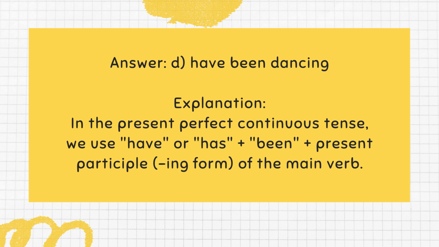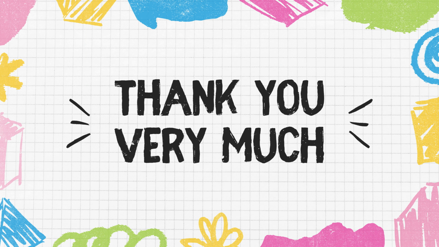Explanation: in the present perfect continuous tense, we use have or has plus been plus present participle, ing form, of the main verb. So there we have it, guys.